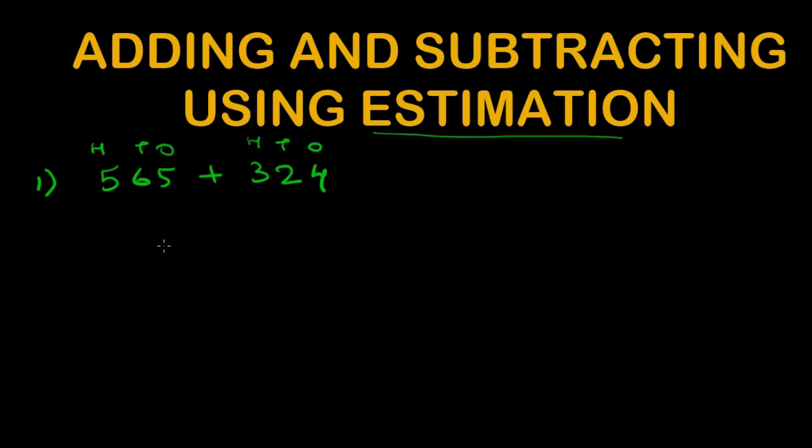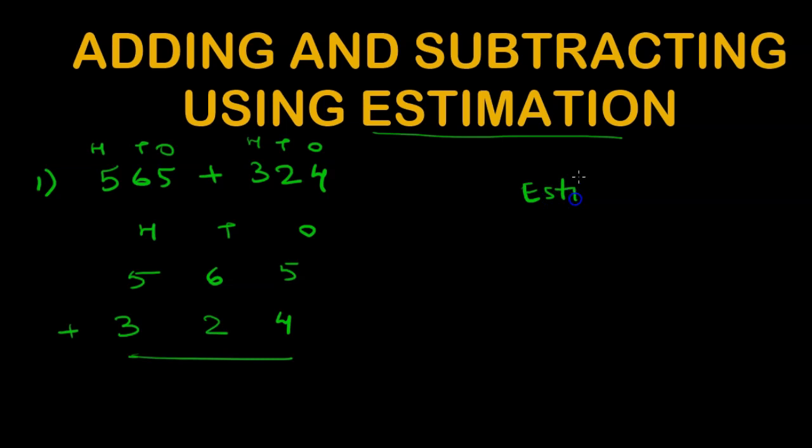So if I want to add them actually, what I would do is I would just put in the place values and then put the numbers at respective places and then add them up individually, as we have learned in the previous video. But if I want to estimate and add, so this is the estimation side of addition.